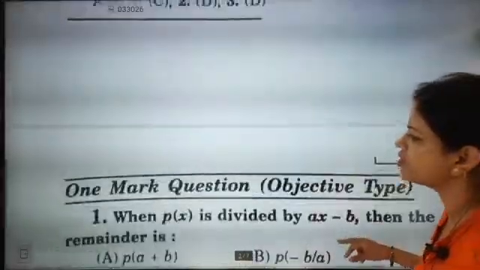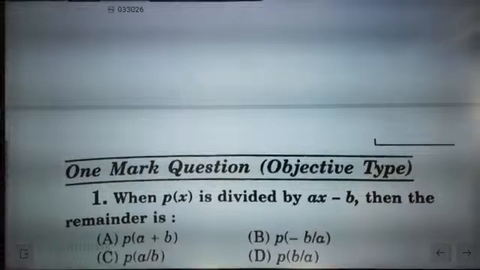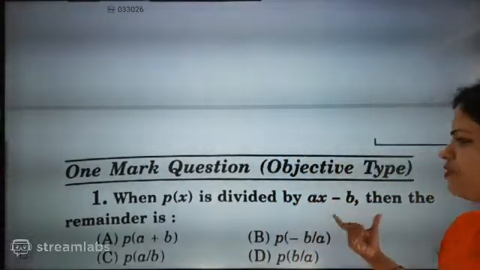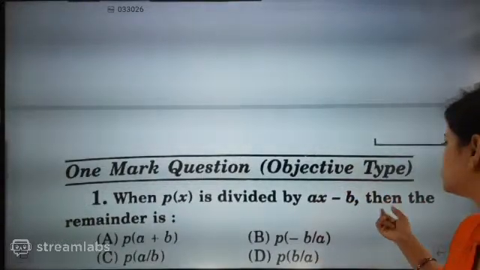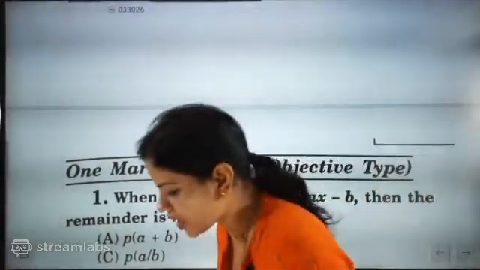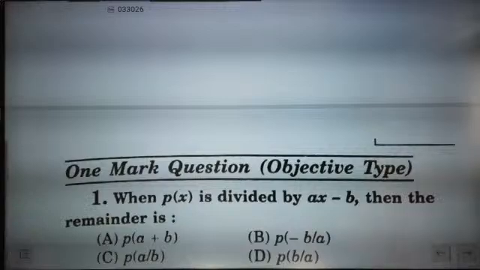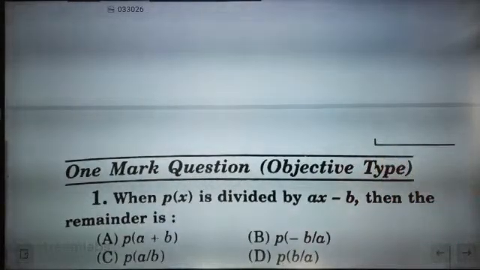Now this part is over. So now give the answer to this question: when P of x is divided by ax minus b, then the remainder can be, so we know what we are going to do. ax minus b is going to divide p of x. Then what could be the remainder? Tell me the answer here.